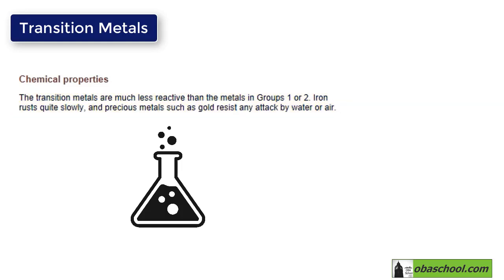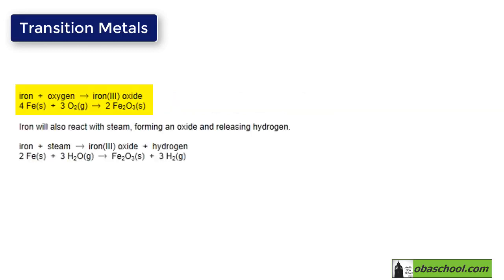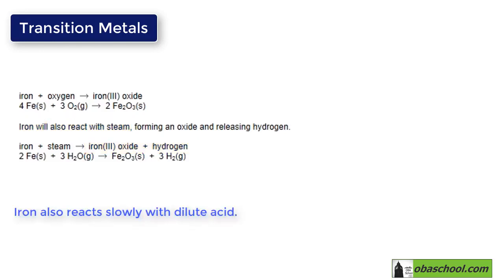Iron does react quickly in pure oxygen to form iron trioxide, as you see in this equation. It will also react with steam, forming an oxide and releasing hydrogen. However, it reacts slowly with dilute acid.